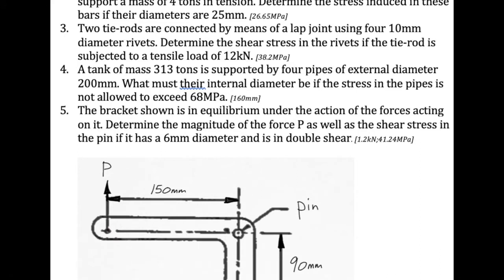On to number 4. Here we have a tank, mass 313 tons. Remember, each ton is 1,000 kilograms, supported by 4 pipes. Now, perhaps those pipes are feeding liquid to that tank, we're not sure, but it sounds like these 4 pipes are in fact supporting this tank. Now, each pipe has an external diameter of 200 millimeters, but we don't know the internal diameter. The stress, however, in the pipes is not allowed to exceed 68 megapascals. Now remember, if you make the internal diameter smaller, you'll in fact drop the stress, because there'll be more material to support the weight. So let's go to the sketch.